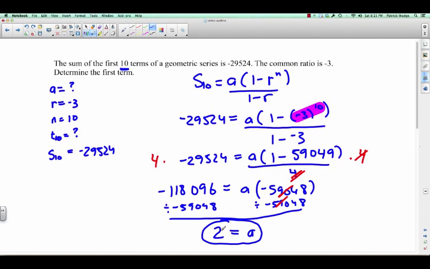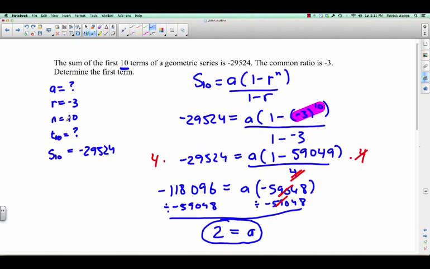Does it have to be a whole number? No, the first term can be a decimal, it can be negative, it can be whatever. What has to be positive? n, the number of terms, has to be positive. And the number of terms also can't be a decimal, right?